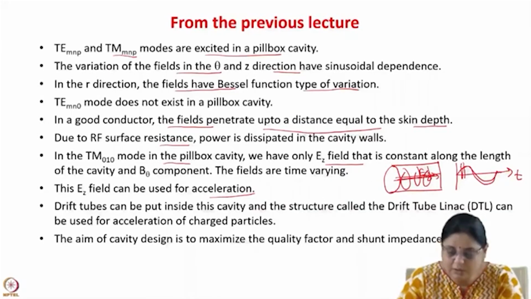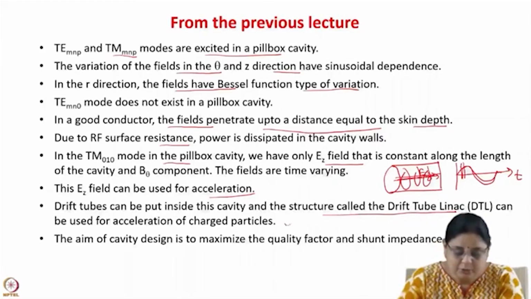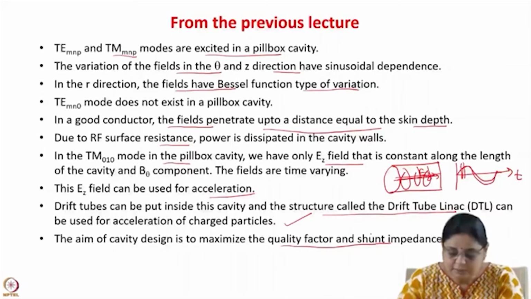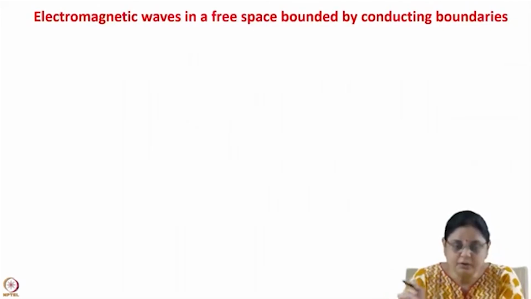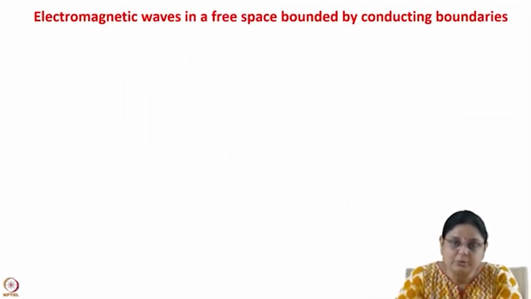If you make a long pillbox cavity, you can put drift tubes inside this, and the resulting structure is known as the drift tube linac or the DTL, and this can be used for acceleration of charged particles. Then we also studied various figures of merit of the cavity, like the quality factor and shunt impedance. So the aim of the cavity design is to maximize the quality factor and shunt impedance. So today let us see whether we can use traveling waves for acceleration.